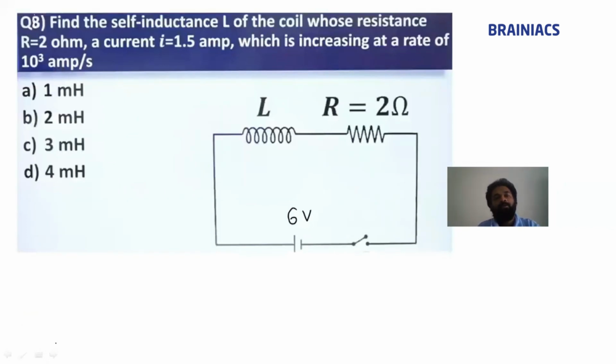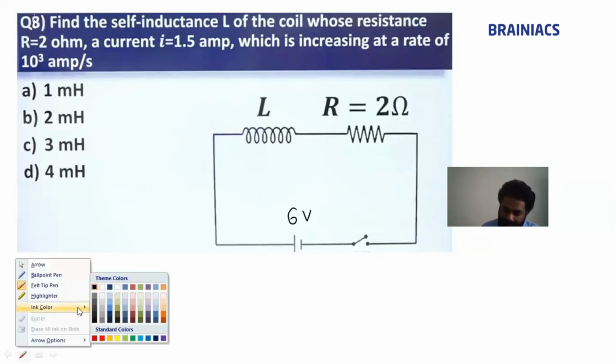Okay, so find out the self-inductance L of the coil whose resistance is 2 ohm and current I is equal to 1.5 ampere, which is increasing at the rate of 10 raised to 3 ampere per second. So the circuit is given. Okay, fine. We need to find the self-inductance.